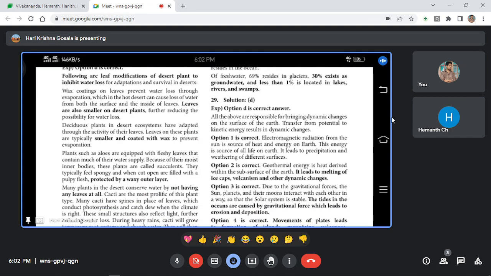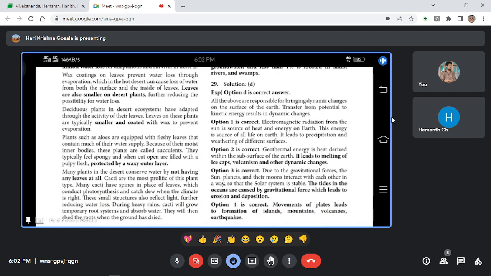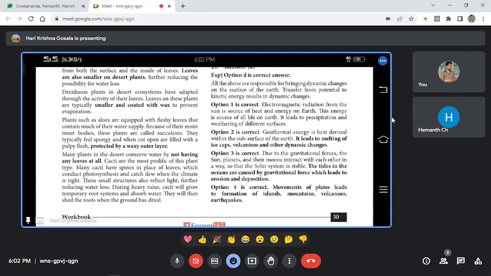Next, all the above are responsible for bringing dynamic changes on the surface of the Earth. Transfer from potential to kinetic energy results in dynamic changes. Electromagnetic radiation from the sun is the source of heat and energy on Earth. This energy is the source of all life on Earth. It leads to precipitation and weathering of different surfaces.